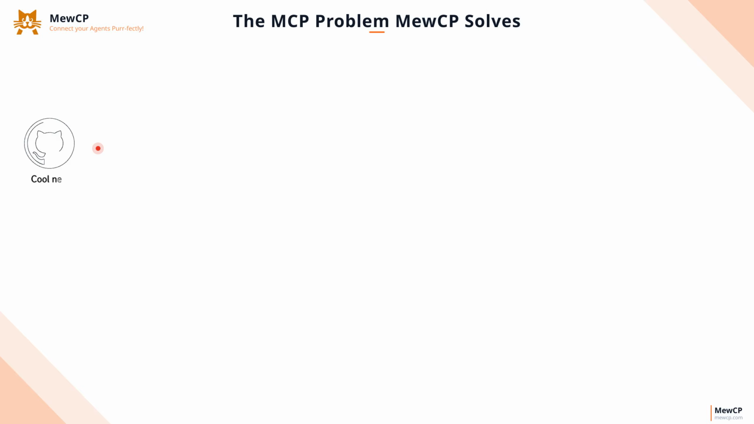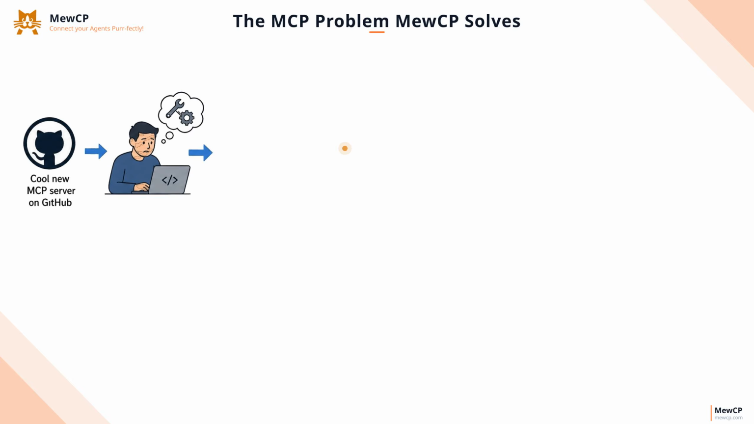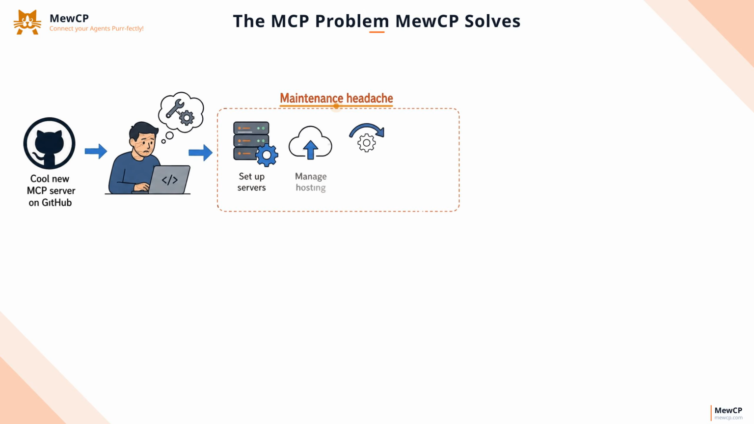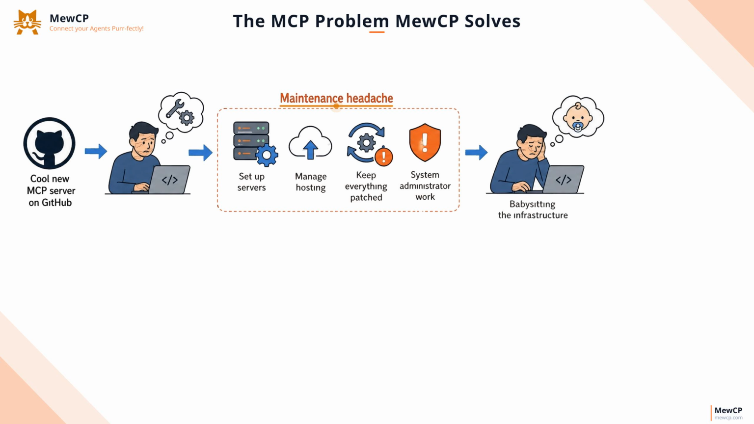Right now, using the Model Context Protocol, or MCP, can feel like a lot of extra work. For an AI engineer, finding a cool new MCP server on GitHub is usually just the start of a maintenance headache. Instead of quickly using a tool to make your AI smarter, you have to set up servers, manage hosting, and keep everything patched. It feels more like being a system administrator than an AI developer. You end up babysitting the infrastructure instead of building great agents.